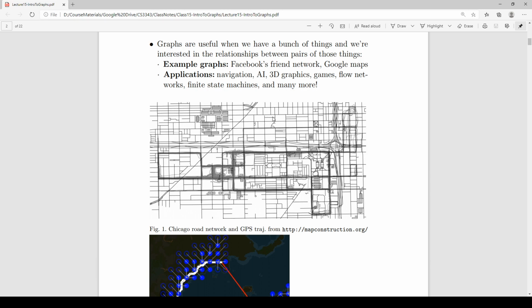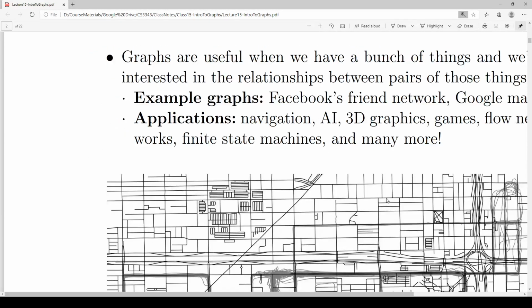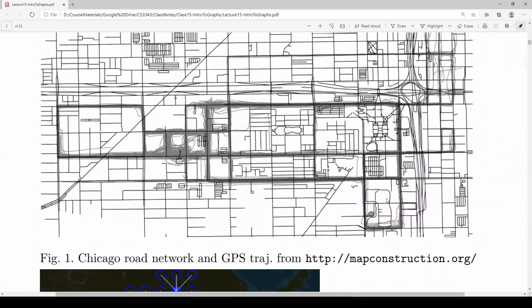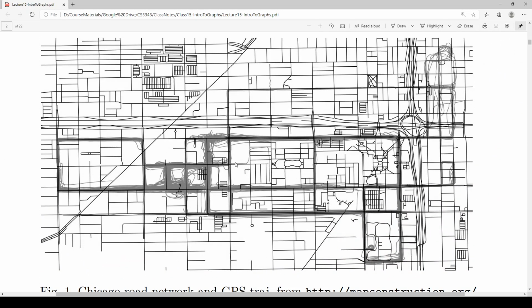You can think of anywhere we have an intersection as maybe a node or vertex in our graph. So this is a city map of, I believe it's Chicago. Yeah, Chicago Road Network. And then there's another kind of graph thing going on top of that. You see all these gray lines? Let me zoom in so you can see it. See all these gray lines zigzagging back and forth?